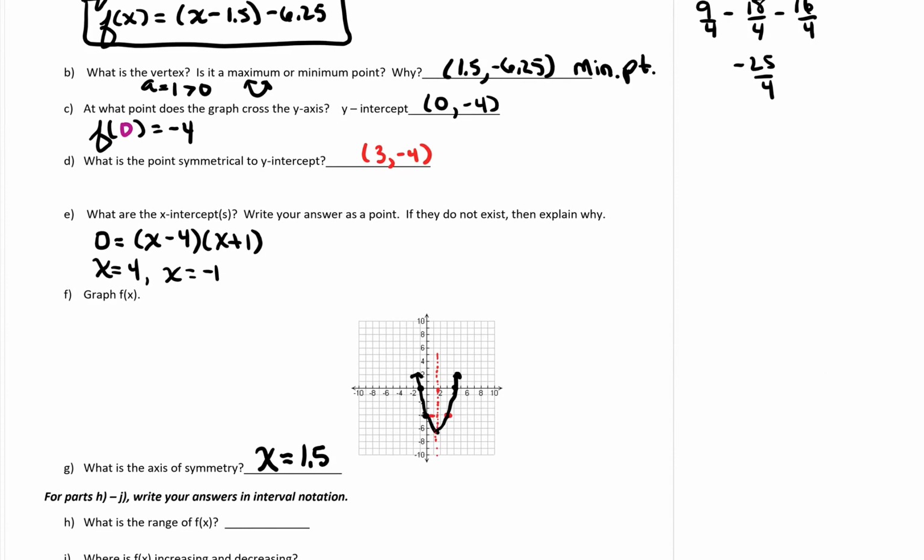What is the range? The range, we're looking at all the y values that we're hitting on this graph. The smallest y value that we hit on this graph is the y value of our vertex, because this is going upwards. And so the smallest y value that we're hitting is negative 6.25. And so we're including that, so we're going to put a bracket. This asks me to put it in interval notation. And so we have negative 6.25, and then we're hitting all the y values that go up to infinity.